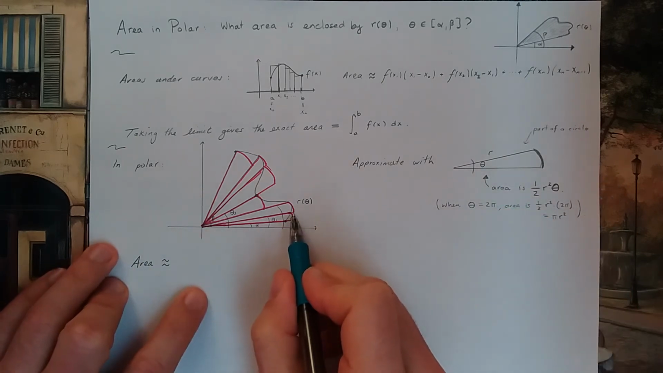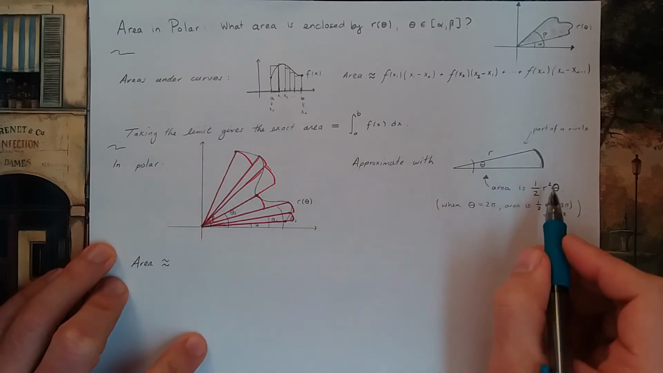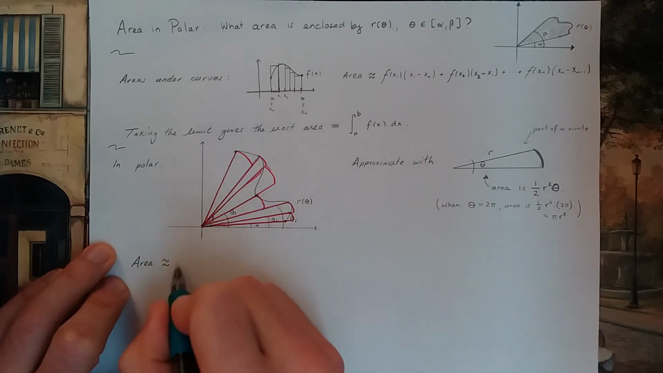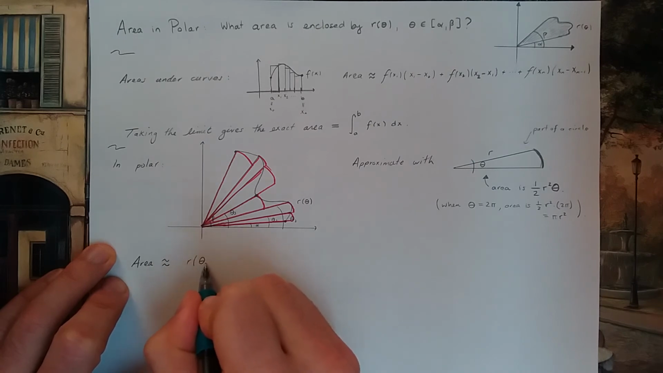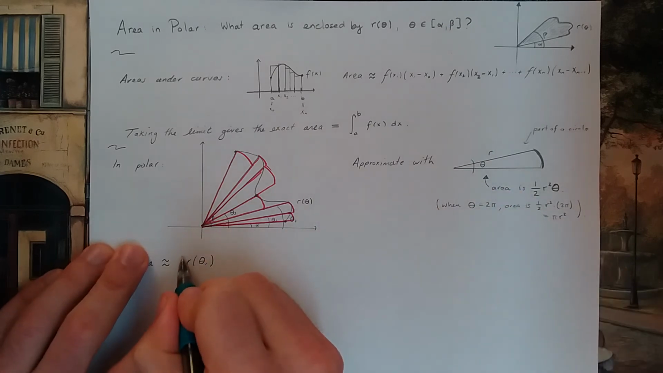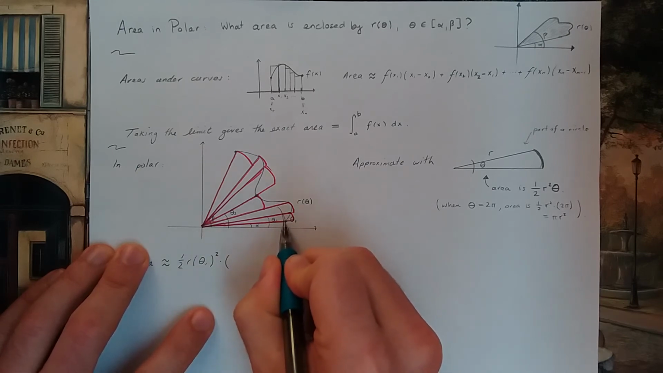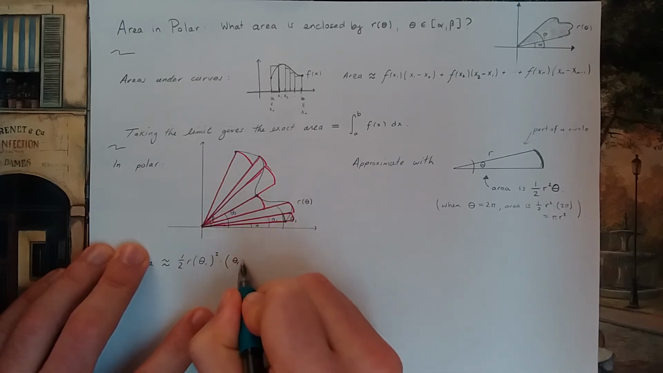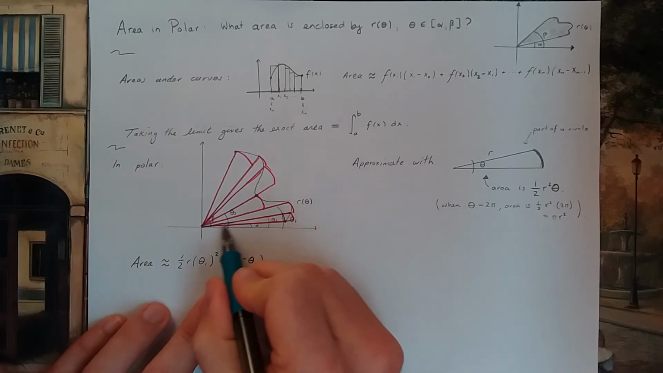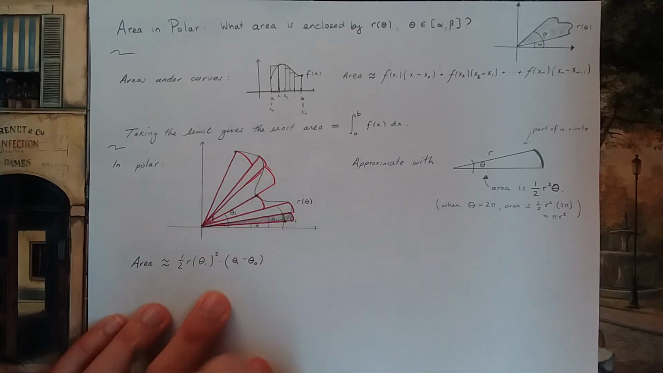The area is approximately the radius of the first wedge. The radius of the first wedge is r of theta 1. So the area of the first wedge is 1/2 r of theta 1 squared times the angle here, which would be theta 1 minus theta 0. Maybe I'll shade it in to hopefully make it more clear. That's the area of this first pie wedge.